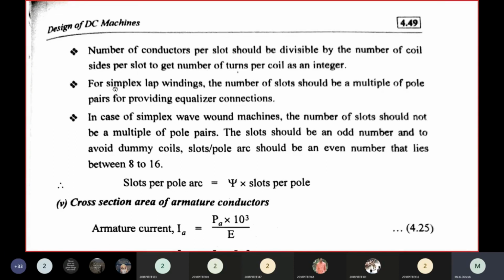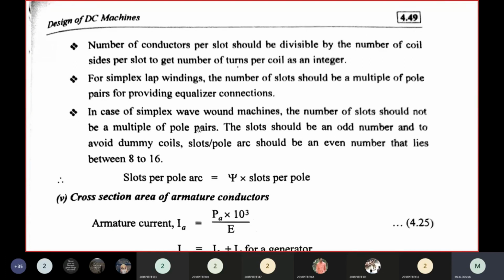What does that mean? For simplex lap windings, the number of slots should be a multiple of pole pairs for providing equalizer connections. In the case of simplex wave wound machines, the number of slots should not be a multiple of pole pairs. The number of slots should be odd, and to avoid dummy coils, slots per pole arc should be an even number that lies between 8 to 16. So the slots per pole arc should be the slots per pole times the arc factor.